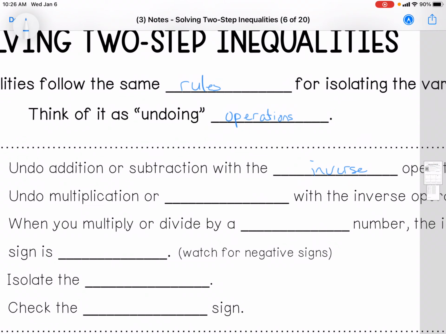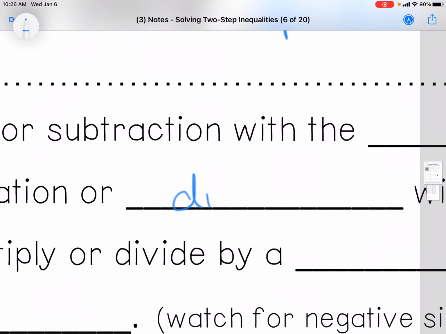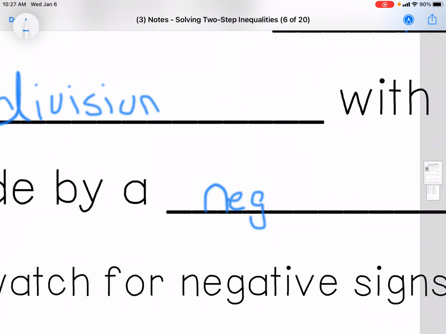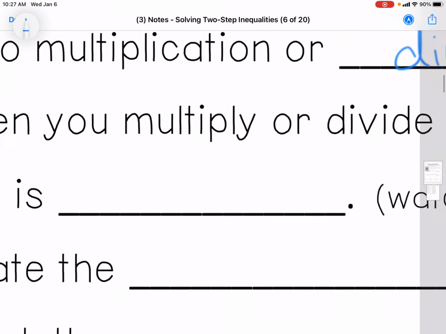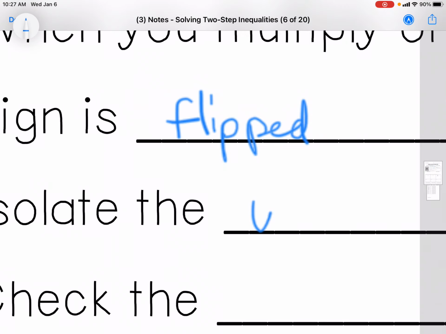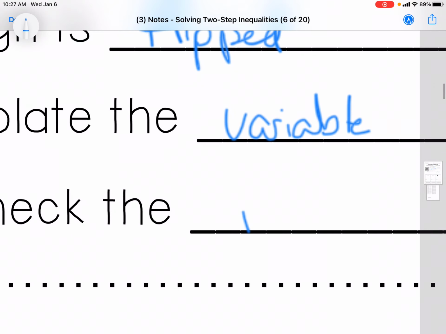Step number 2 is undo multiplication or division with the inverse operation. Step 3, this is the new step: when you multiply or divide by a negative number, the inequality sign is flipped. Isolate the variable. Check the inequality sign.